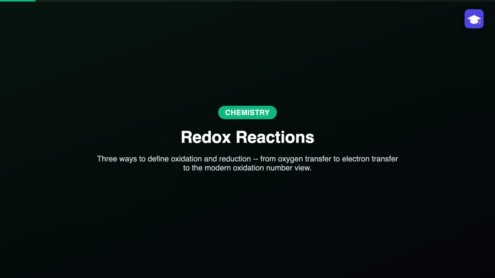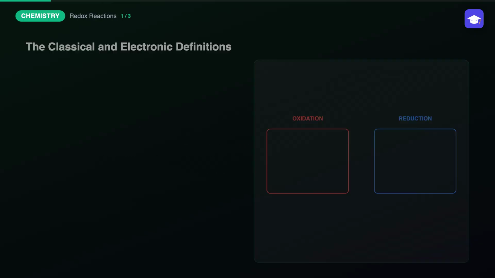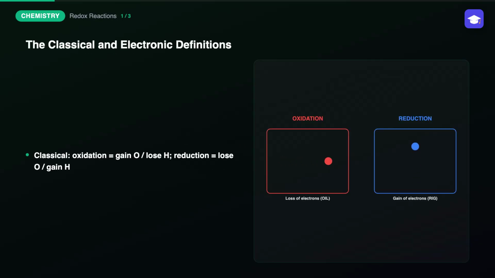Today's topic is oxidation and reduction, the foundational concepts that unify a huge share of all chemical reactions. Let's begin. The classical historical definition describes oxidation as the addition of oxygen, or the removal of hydrogen from a substance, while reduction is exactly the opposite, the addition of hydrogen, or the removal of oxygen.